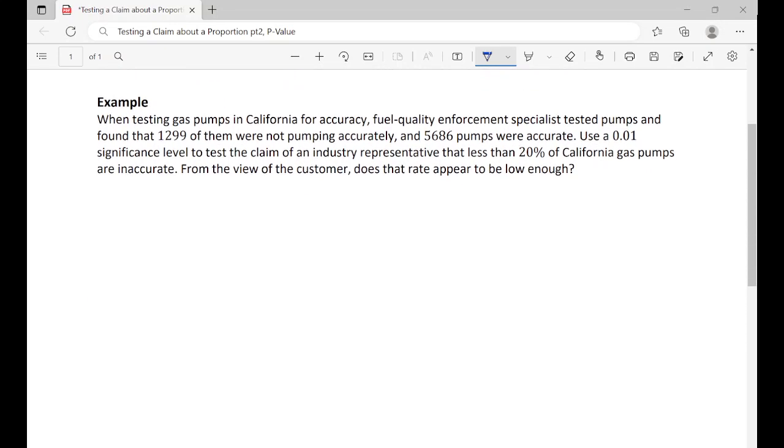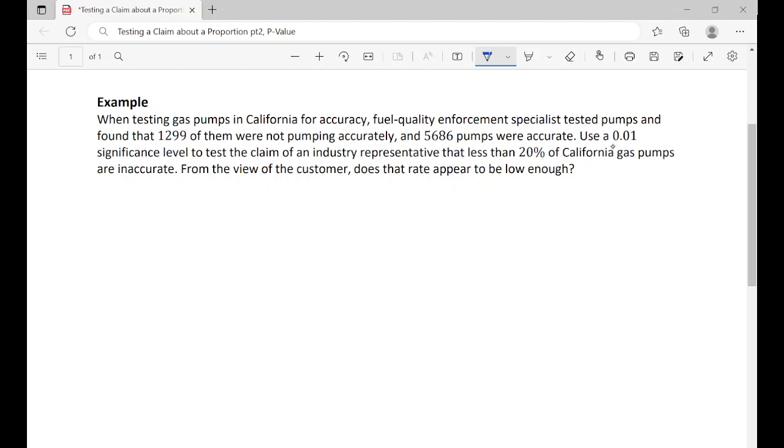So for this example, when testing gas pumps in California for accuracy, fuel quality enforcement specialists tested pumps and found that 1,299 of them were not pumping accurately, and 5,686 pumps were accurate. We're going to use a 0.01 significance level to test the claim of an industry representative that less than 20% of California gas pumps are inaccurate. From your perspective as a customer, does that rate appear to be low enough? So we'll come to that at the end.